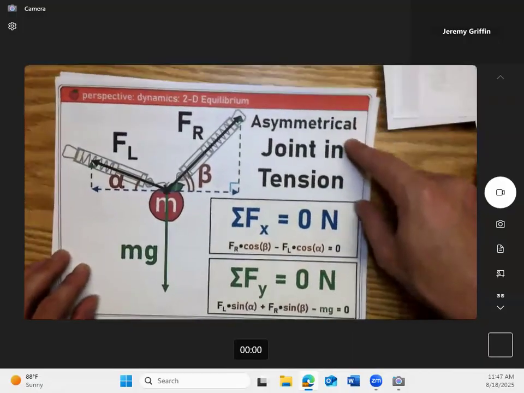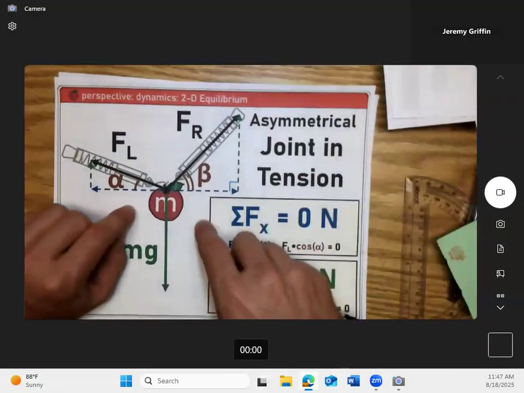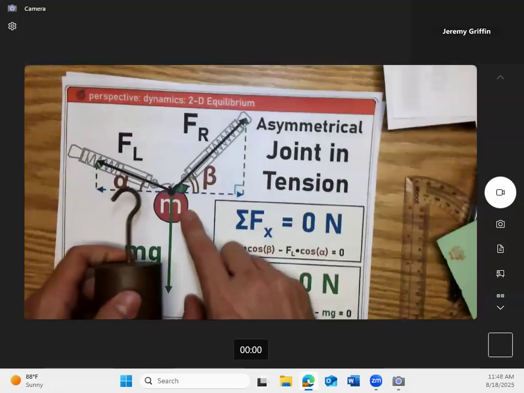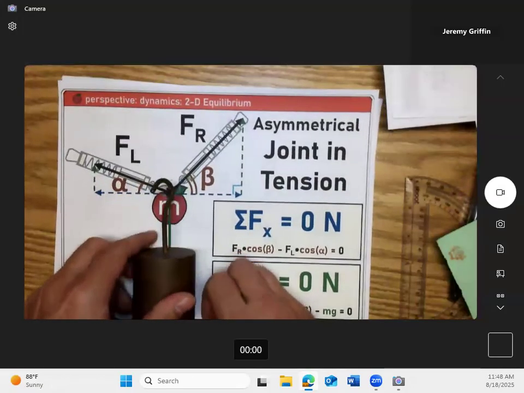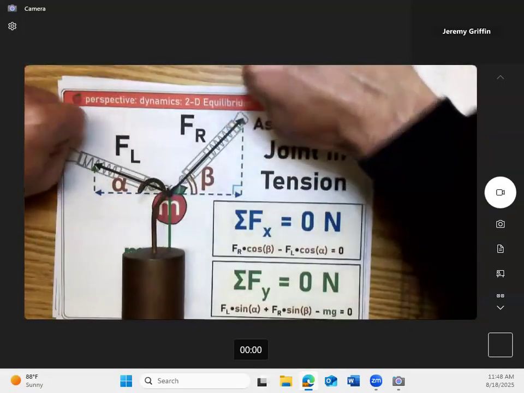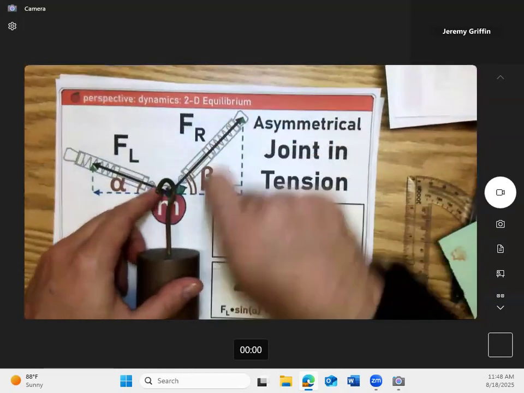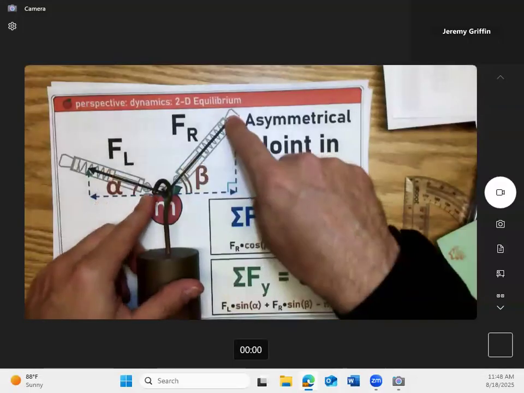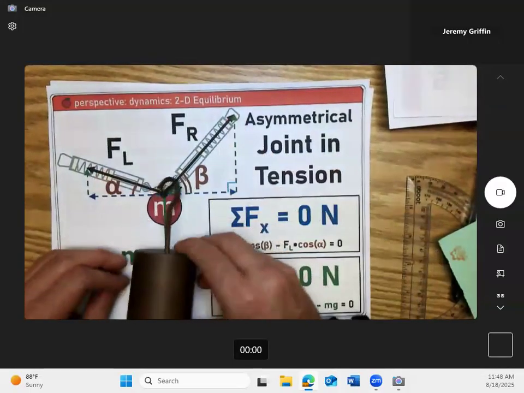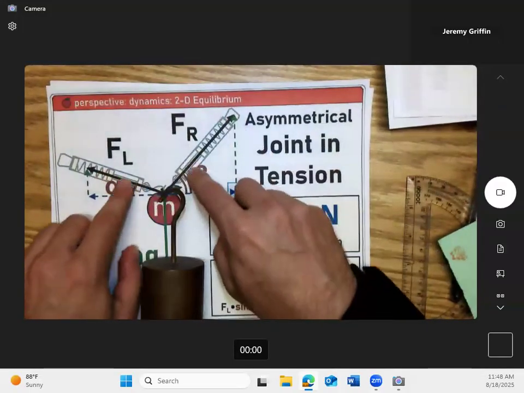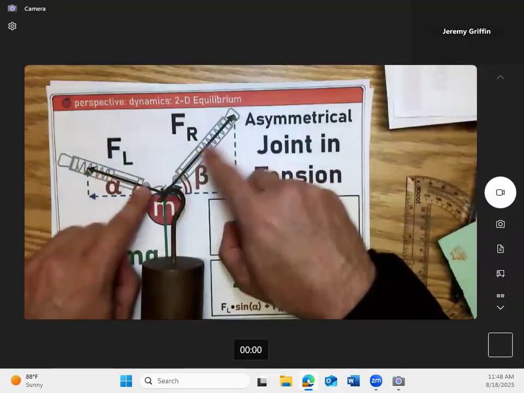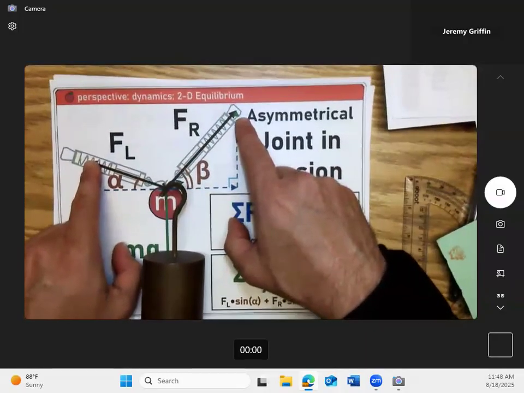I'm calling this a joint in tension. Maybe like a bridge joint, or what if I have a lab weight? That's what this apple represents, like a lab weight. And I have a couple of spring scales, and I want to know what's the force on the right side, and what's the force on the left side, the right spring scale and the left spring scale. You guys think if I know this weight, and I know these angles, alpha and beta, I could figure out what these tensions are? Yeah, in principle.